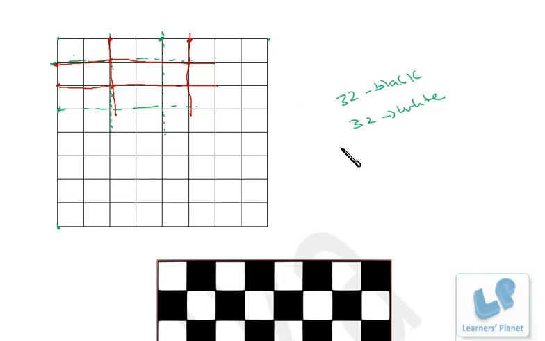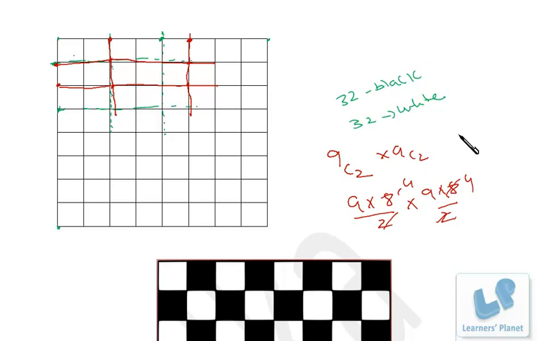Now there are 9 points horizontally and we need to select 2 out of them. Similarly, there are 9 points vertically. We need to select 2 out of them. So 9C2 into 9C2, that's 9 into 8 by 2 into 9 into 8 by 2. That's 36 squared. So that's 1296. These are the total number of rectangles in a chessboard. And how do we get the rectangles? That you must be clear about now. Precisely, to make a rectangle, we need 2 horizontal points and 2 vertical points, right? So this is how we can make the rectangles.